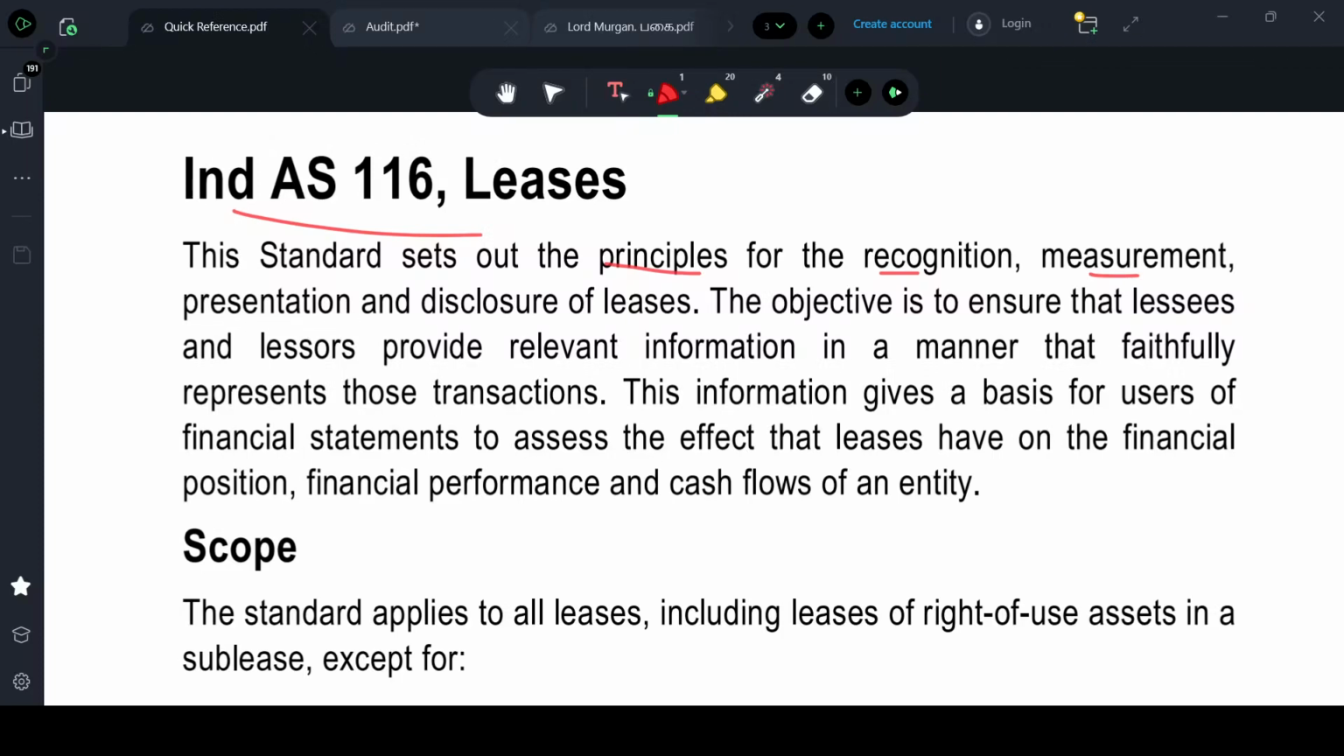Hello. So today we're going to see Ind AS 116 Leases. The standard sets out the principles for the recognition, measurement, presentation, and disclosure of leases. So the lease we need to recognize in the books of account, measure accurately, then present correctly in the financial statements, and disclose everything properly as per the conditions to the users.